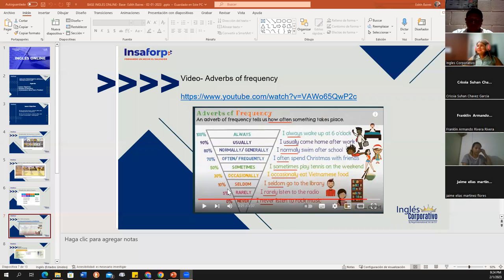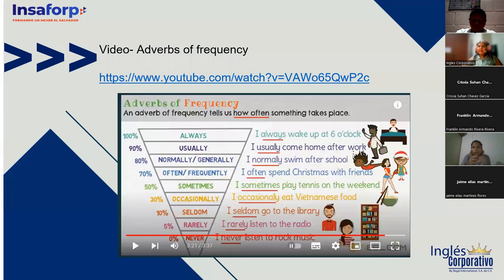Okay, good. Who wants to read the sentences that I have here? Can you see my screen, right? Yes, miss. Okay, who wants to read the sentences? Tell me. Do you want to read it? Okay, go ahead. I always wake up at 6 o'clock. Okay. Siempre me levanto a las 6 de la mañana.